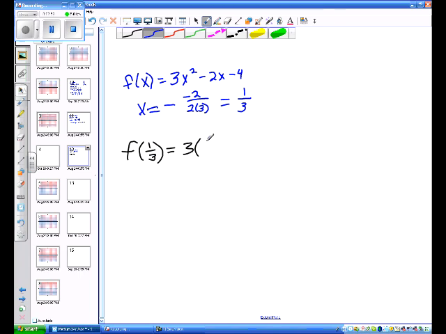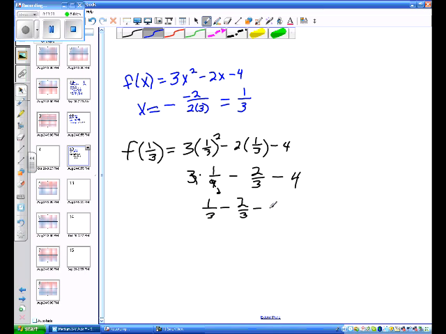So we have 3 times (1/3) squared minus 2 times 1/3 minus 4. So that would be 3 times 1/9, which is 1/3, because our 3 will cancel or reduce, minus 2/3 minus 4. So we have 1/3 minus 2/3. And let's just go ahead and change this 4 to thirds so that we have our common denominators. So 4 would be 12/3.